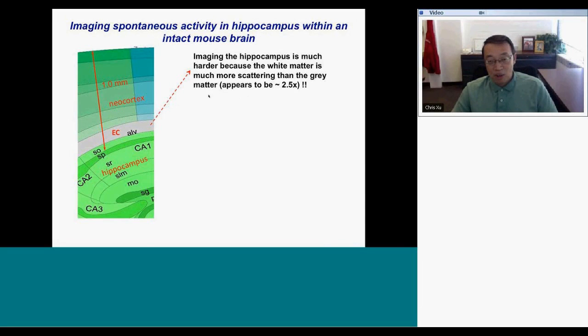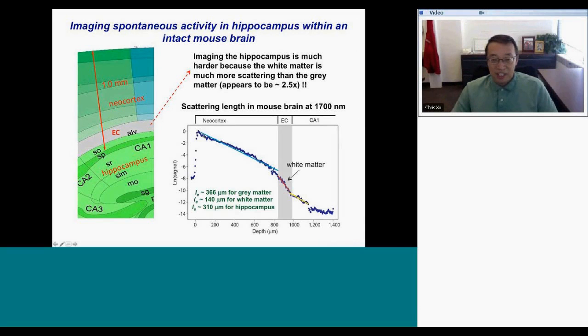In fact, you can see our quantitative measurement. Again, you can see the fluorescence as a function of depth. We're imaging through the neocortex, the gray matter, imaging through the white matter, reaching the hippocampus. You can see the different decay slope between the gray matter and the white matter. And if you quantify this, you can see that the white matter is about 2.5 times more scattering than the gray matter. That means even though you only have a couple hundred microns thickness of white matter, it is actually worth hundreds of microns of gray matter because it is just so much more scattering than the gray matter.